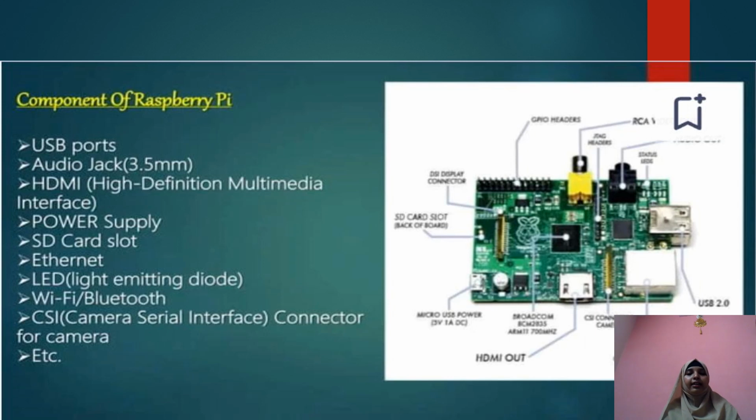So now let's have a look at the components of the Raspberry Pi. It has the USB port, audio jack 3.5 mm, HDMI, high definition multimedia interface, power supply, SD card slots, Ethernet, LED, light emitting diode, Wi-Fi or the Bluetooth, CSI, that is camera serial interface connector for the camera, etc.